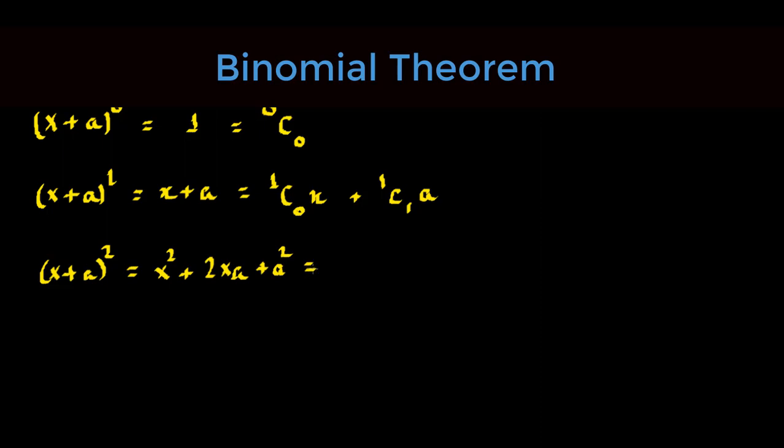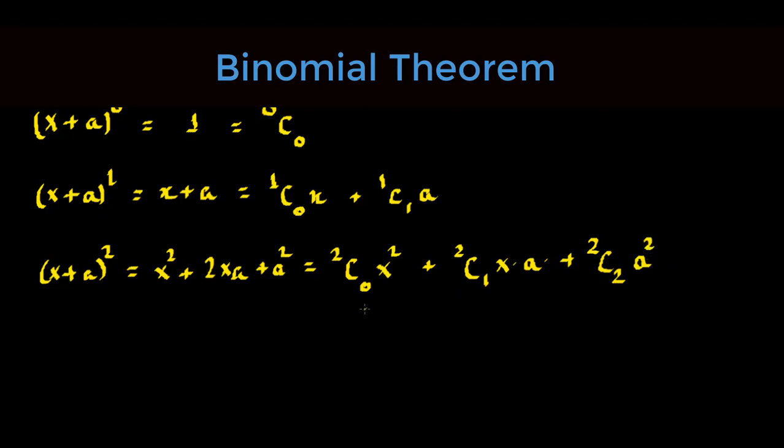Now the coefficient of x squared is 1. So we'll write here instead of 1, 2c0 times x squared plus 2. Then 2 will be, if you do the calculation, we'll find out that 2c1 is 2. So you will write x times a. And the final coefficient, the third term, which is 1, can be written as 2c2. 2c2 gives us 1.